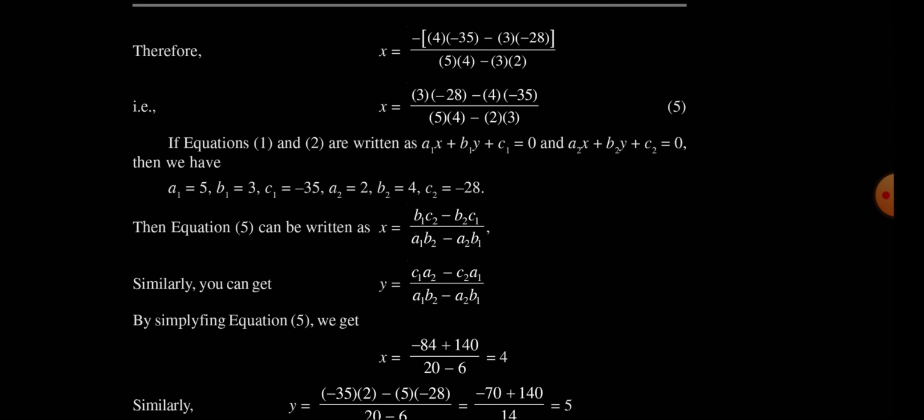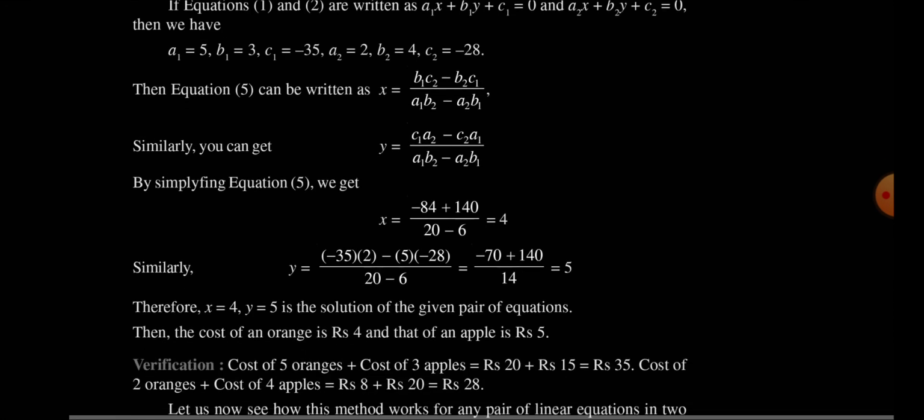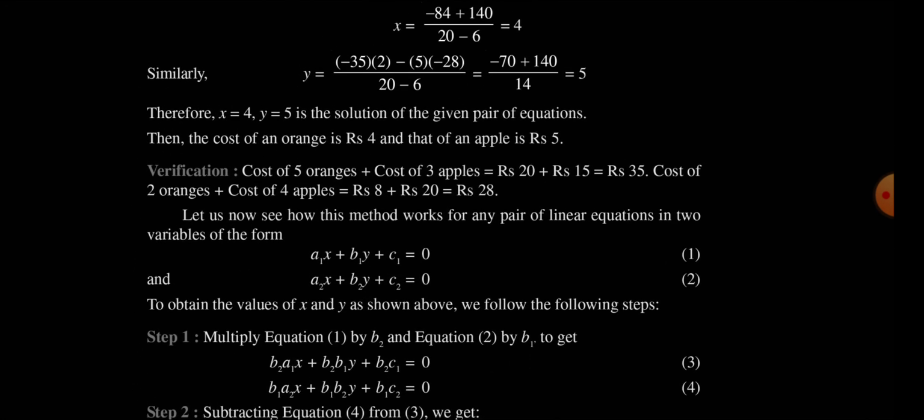By simplifying equation 5, we get x is equal to minus 84 plus 140 upon 20 minus 6, which is equal to 4. Similarly, y is equal to minus 35 into 2 minus 5 into minus 28 upon 20 minus 6, is equal to minus 70 plus 140 upon 14, and it is equal to 5. Therefore, x is equal to 4, y is equal to 5 is the solution of the given pair of equations. Then the cost of an orange is 4 and the cost of an apple is 5.